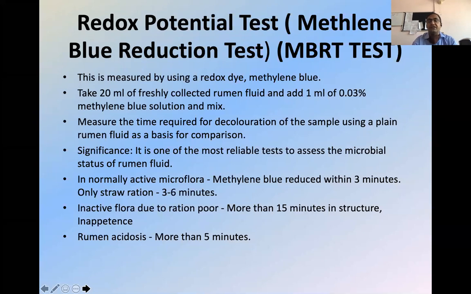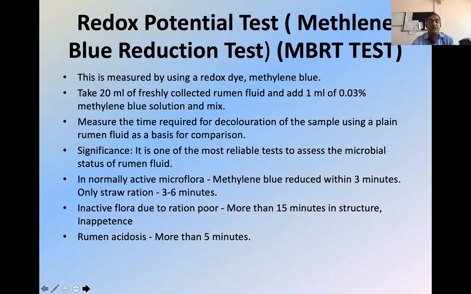Why do we go for the redox potential test or methylene blue reduction test? It is one of the most reliable tests, as I told. Normally, with active microflora, methylene blue is reduced within 3 minutes. If the animal is on different types of food, for example only on straw, it takes 3 to 6 minutes. If inactive flora is there due to poor ration, it takes more than 15 minutes. And if it is suffering from rumen acidosis, it takes around 5 minutes.